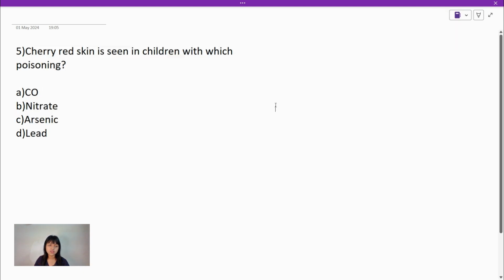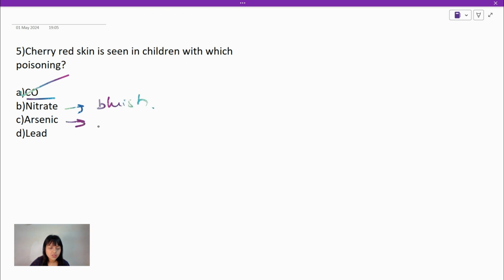So cherry red skin is seen in which type of poisoning? So this is basically a direct one liner. Here this is carbon monoxide poisoning. Okay, in nitrate poisoning the color will be bluish, and in arsenic poisoning the color will be silver black.